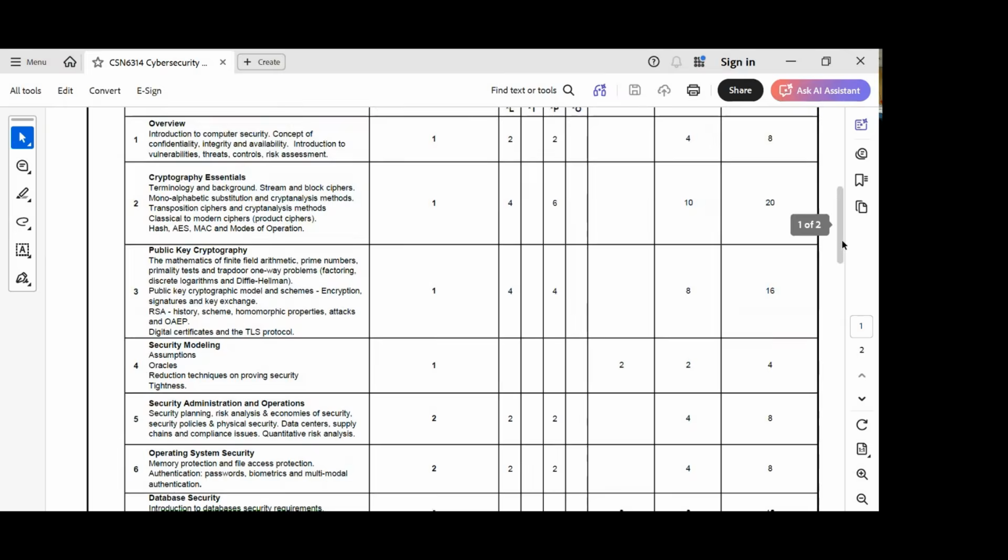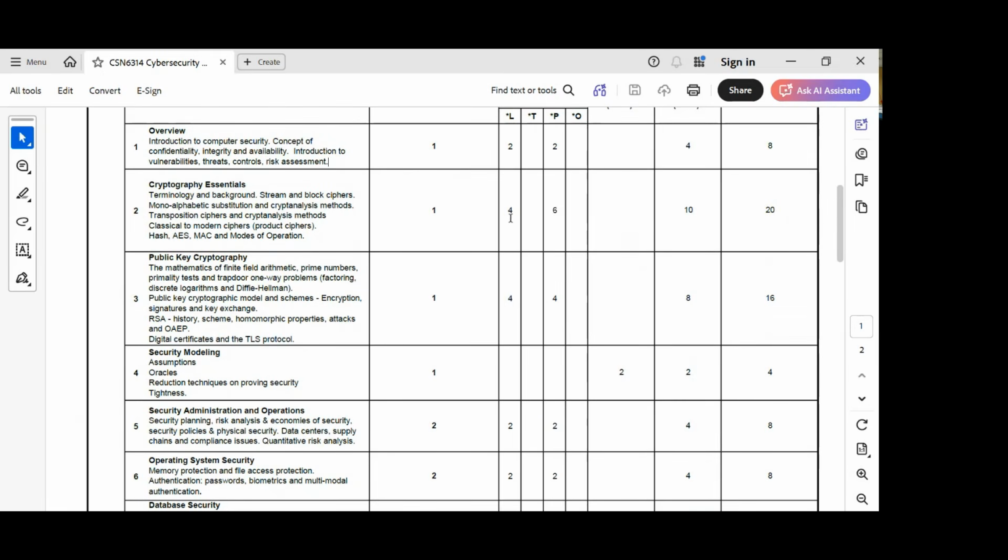Alright, so now we are moving to cryptography essentials. We have two chapters for cryptography. You can see the lecture is also 8 hours. We will continue the cryptography essentials next week, and another part for public key cryptography, another 4 hours. But the practical is only 6 hours for cryptography.